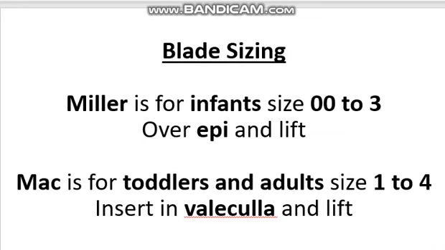Blade sizing. The Miller is for infants with a size 0 to 3. It is placed over the epiglottis and then lifted. The Mac is for toddlers and adults with a size 1 to 4. It is inserted in the vallecula and then lifted.